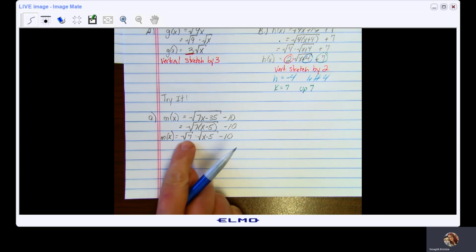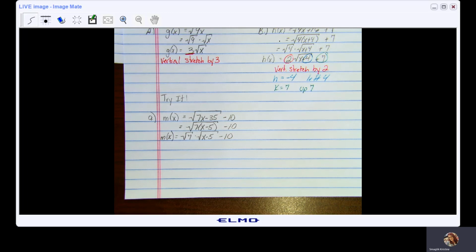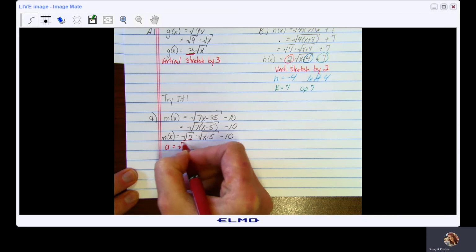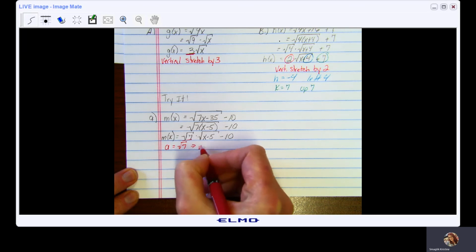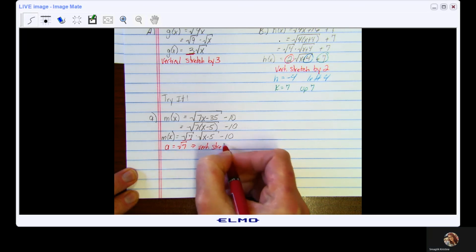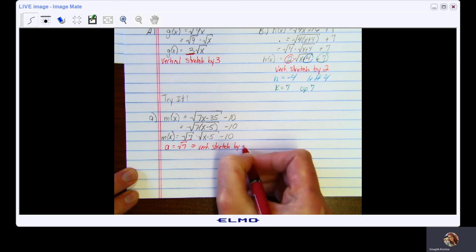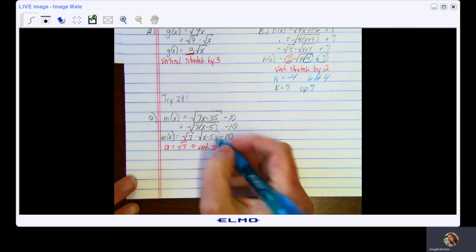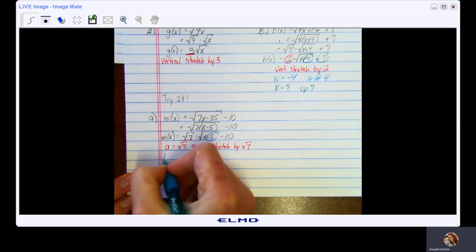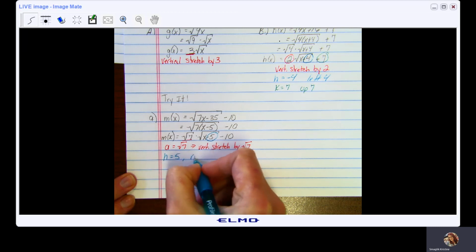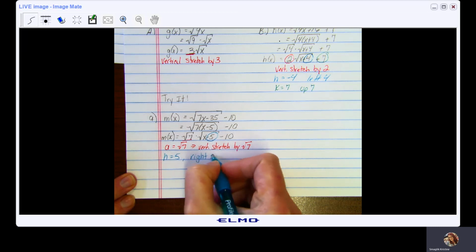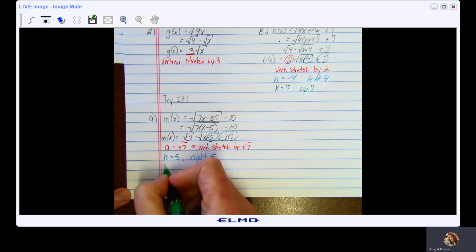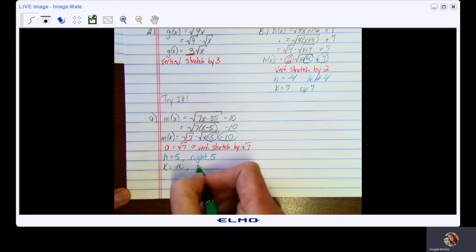My vertical stretch, my a value, is the square root of 7. So a is the square root of 7, which means we have a vertical stretch by the square root of 7. My h value is a positive 5, so that means my parent graph is moving right 5. And my k value is a negative 10, which means I'm going down 10.